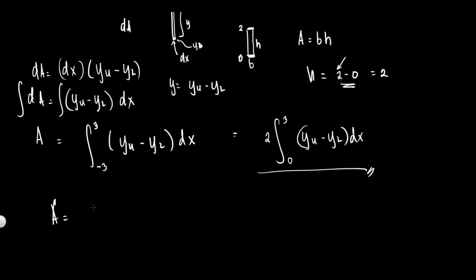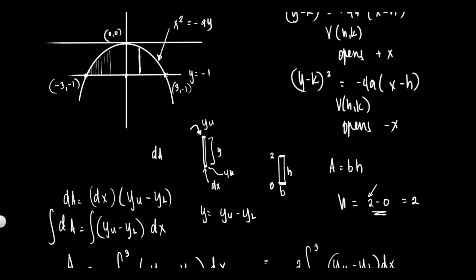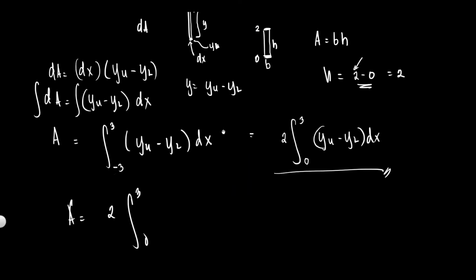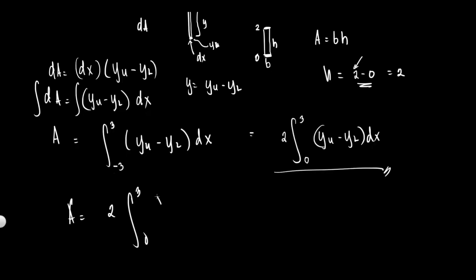So, area is equal to, rewrite ko lang, 0 to 3 ang limit. Y upper, ang y upper natin is yung parabola. Pero para makuha natin yung y upper, kailangan natin i-solve yung y in this equation. So, y is equal to x squared over negative 9. Yun yung ating y upper, x squared over negative 9. Yun naman, minus y lower.